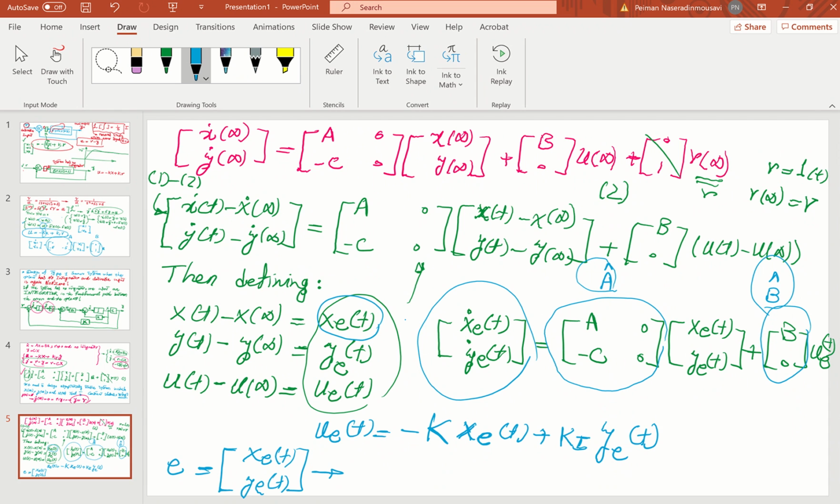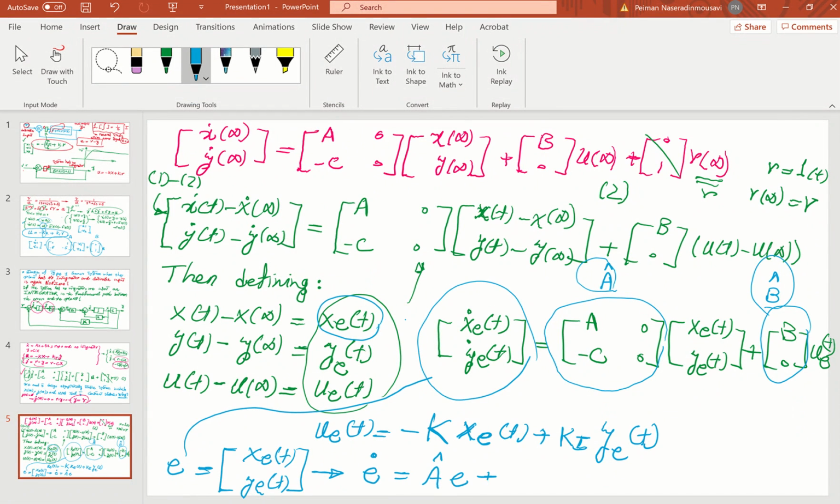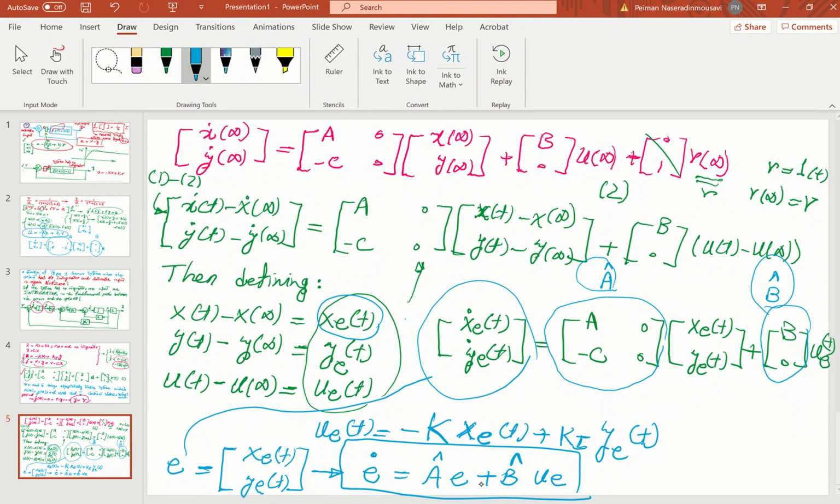If I implement it here, you get e dot is equal to A hat e plus B hat u e. That's right, and this is very famous because it is very similar to x dot is equal to A x plus B u. But here your state variable now is the error signal.